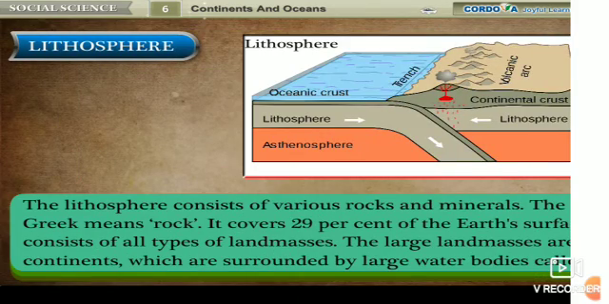Lithosphere. The lithosphere consists of various rocks and minerals. The word lithos in Greek means rock. It covers 29% of the Earth's surface. The lithosphere consists of all types of land masses. The large land masses are known as continents, which are surrounded by large water bodies called oceans.